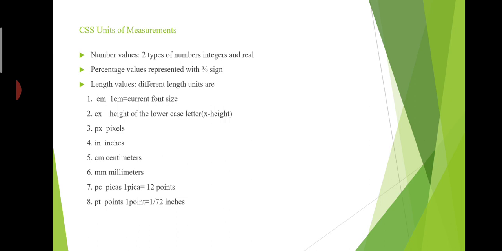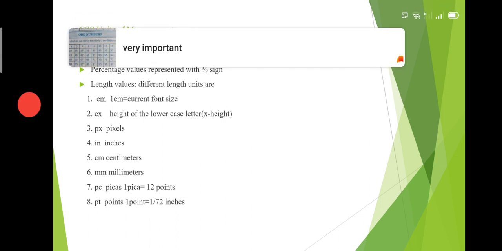Next, coming to the percentage values. So we are representing the values for the attributes in the form of the percent symbol, for example, 10%, 20%, 30%, like that. Next is the length values. For measuring length, there are different types of units. One is em, 1 em is equal to the current font size.